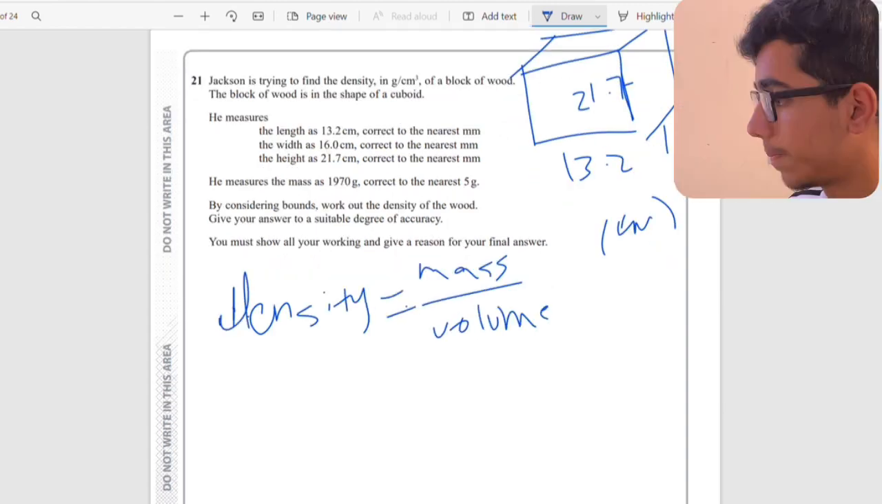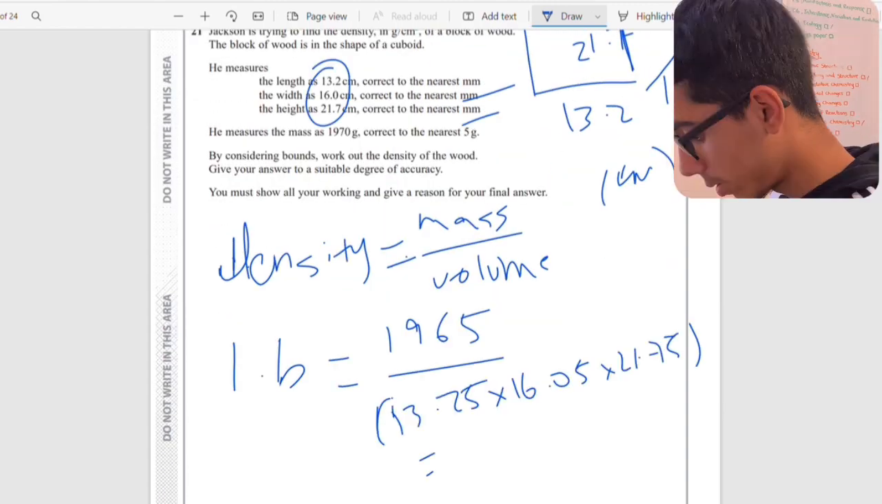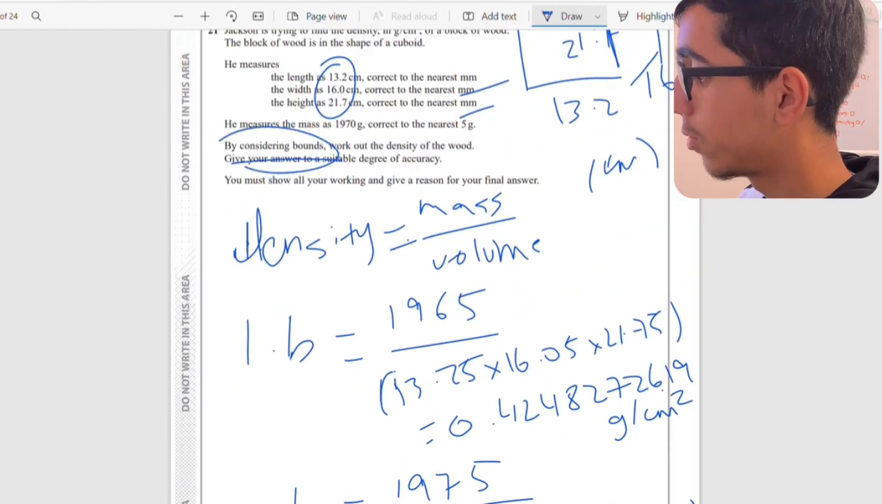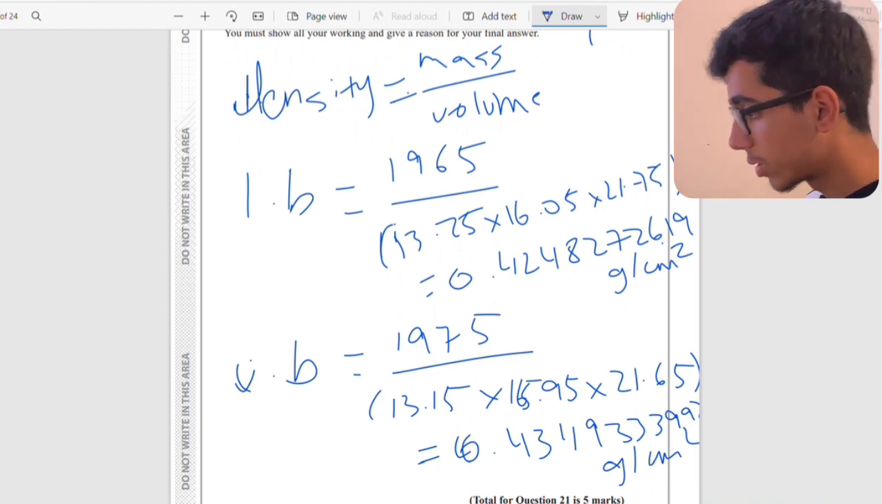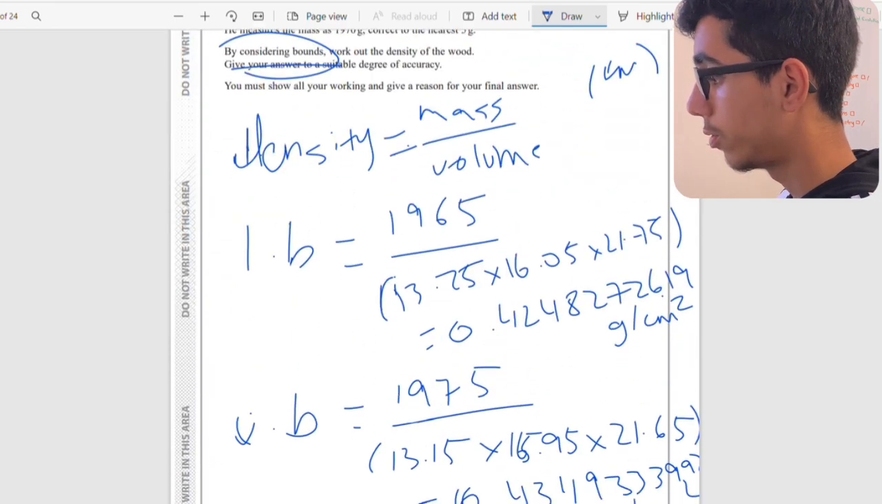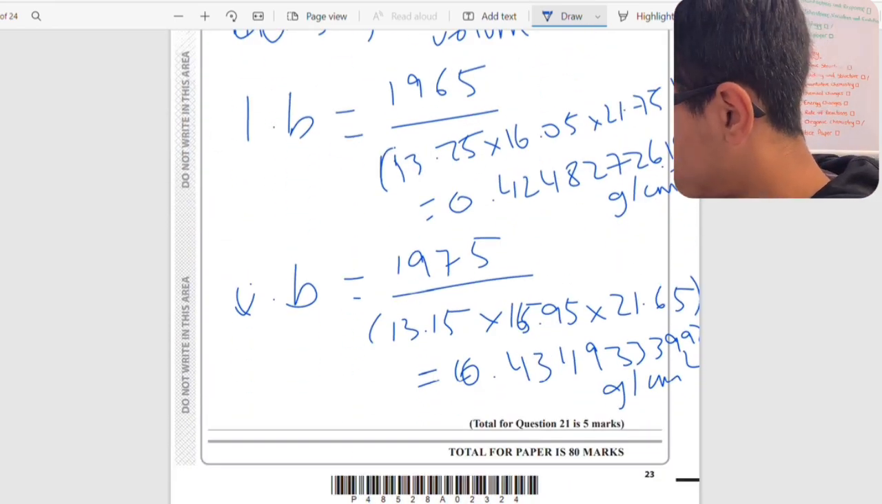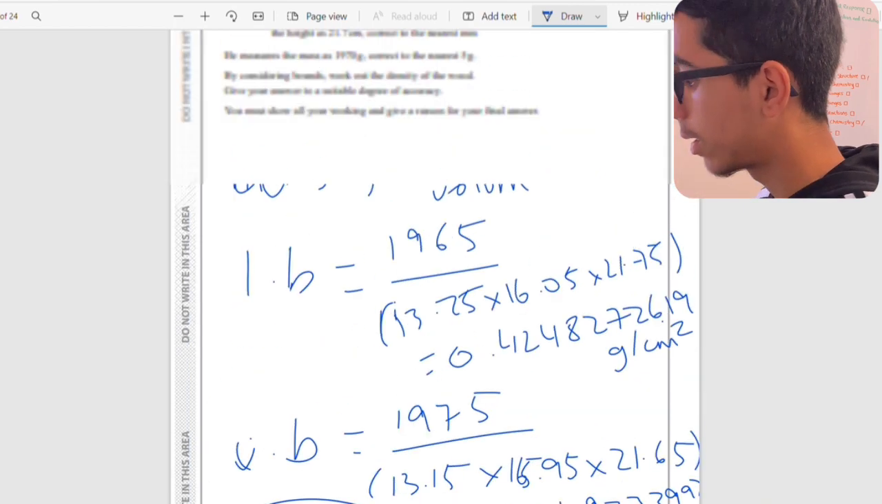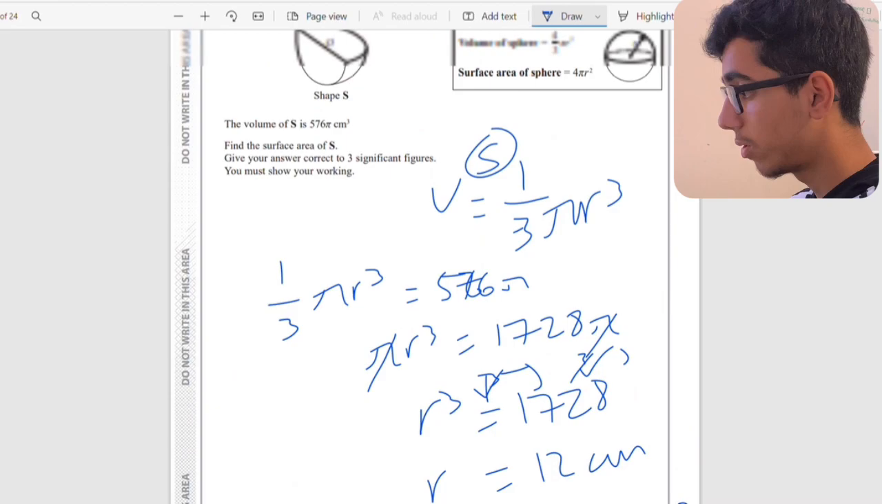This was the last question of the paper, and luckily for me, I did go over considering bounds in maths. Because it says considering bounds, we basically have to find how we can get to the common number here. And in this case, it's 0.4 to 2 decimal places. So the answer equals 0.4 grams per centimeter squared to 1 dp. So that's the last question I solved. I think I did that right.